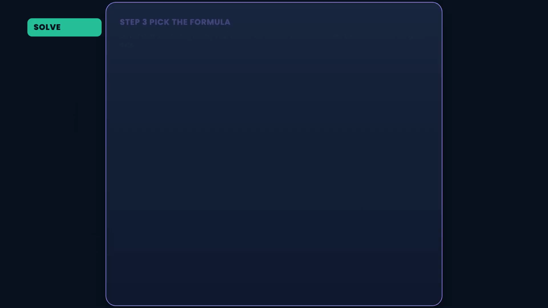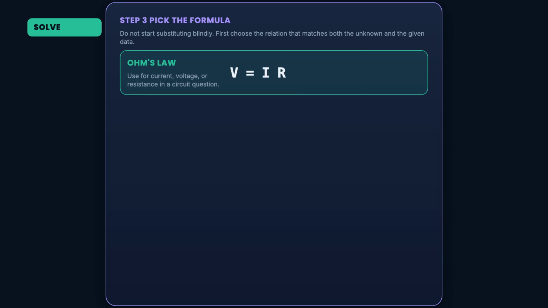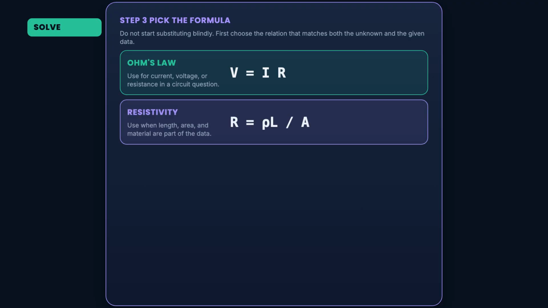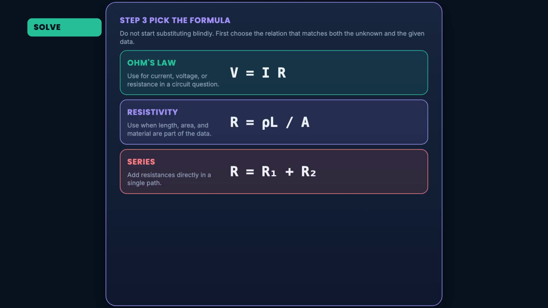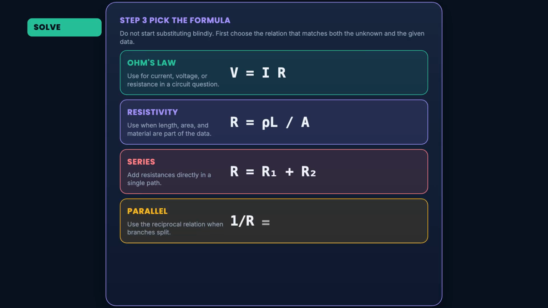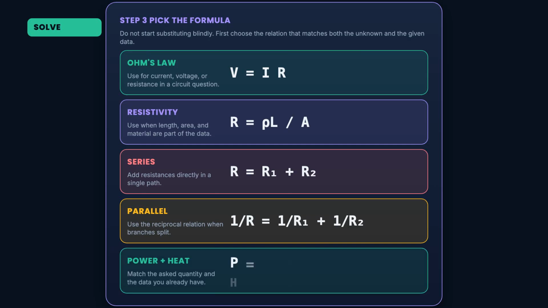Step 3. Pick the formula. Ohm's law, V equals IR. Resistance, R equals rho L by A. Series, R equals R1 plus R2. Parallel, 1 by R equals 1 by R1 plus 1 by R2. Power, P equals VI, which is also I squared R or V squared by R. Heat, H equals I squared RT.